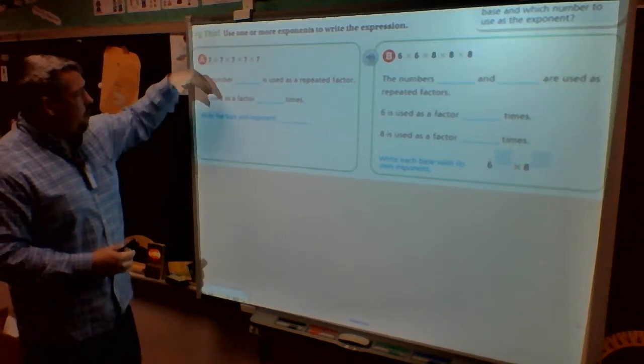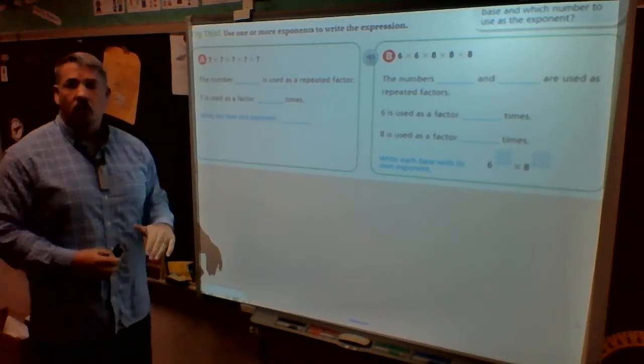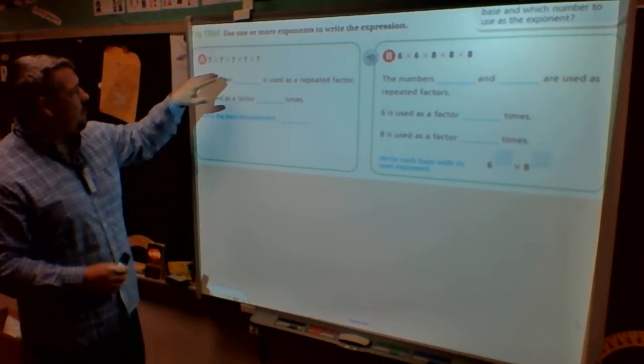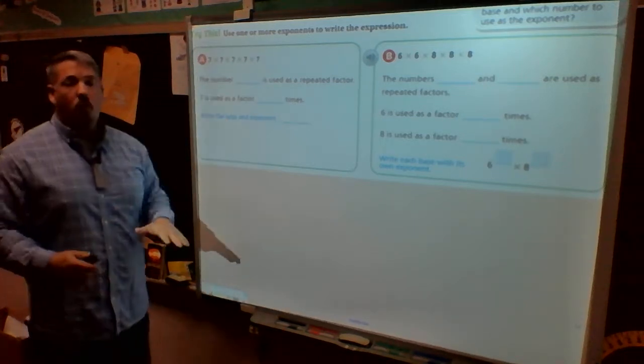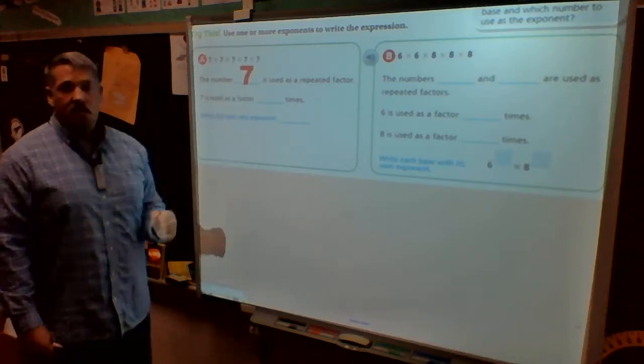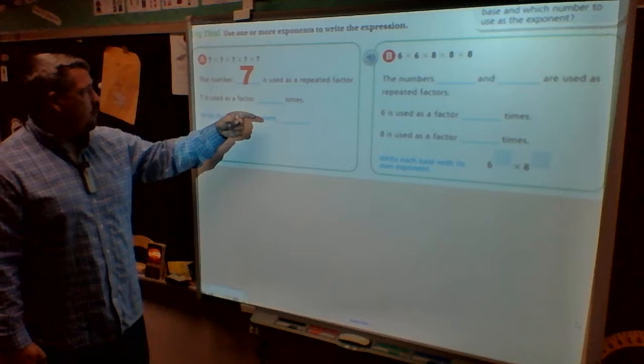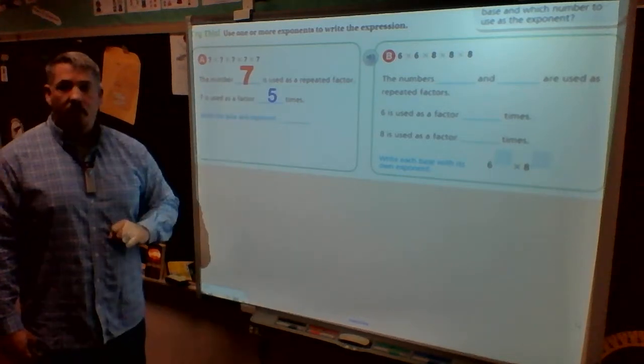It says the number blank is used as my repeated factor, my base. So I have 1, 2, 3, 4, 5 different times I've written the number 7. So I'm going to write a 7 there on my line. 7 is used as a factor how many times? Well, we said 5, so I put my 5 there.